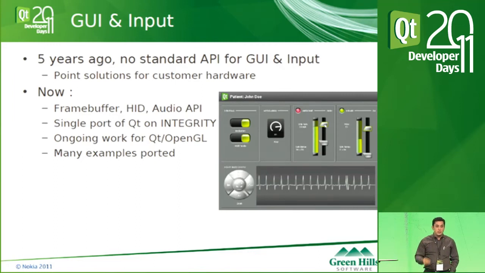So now you have a standard frame buffer API, audio API, input API, and so there is a single port of Qt on Integrity, and it's been tested on ARM, Intel, PowerPC, MIPS, runs on basically all architectures where Integrity can run. Single core, multi-core, doesn't matter. And many of the examples that you can find actually have been ported as well. So in the DGA booth, there is a demo with Integrity showing an automotive one with Qt Quick.